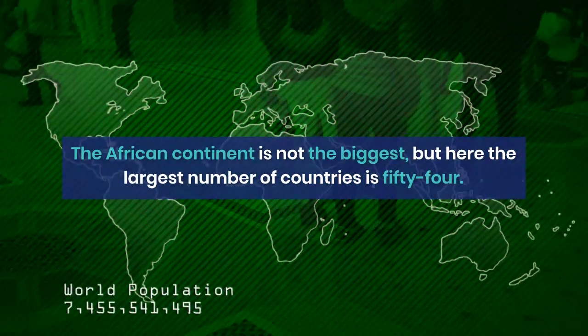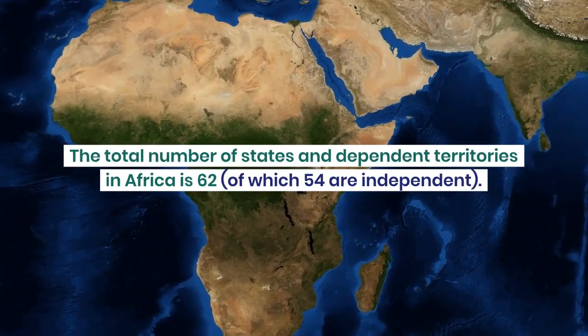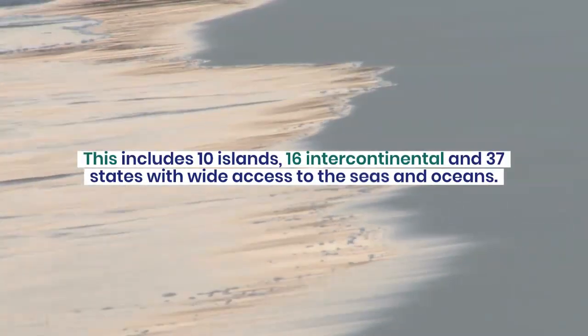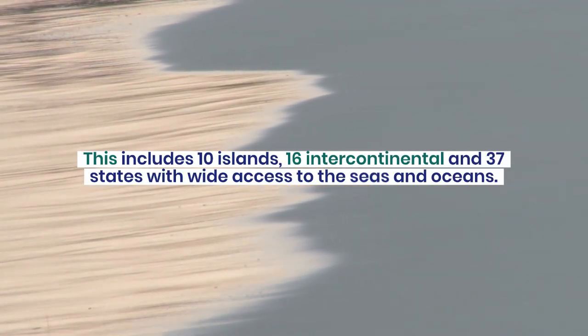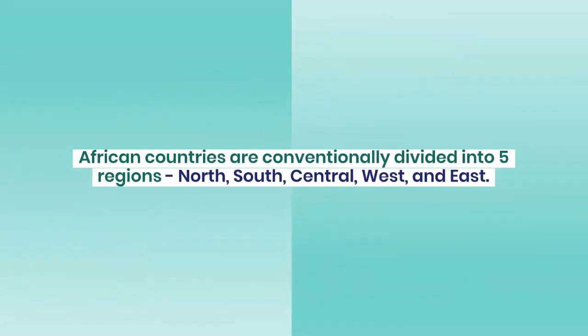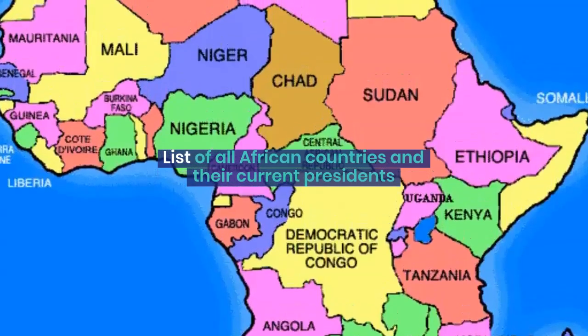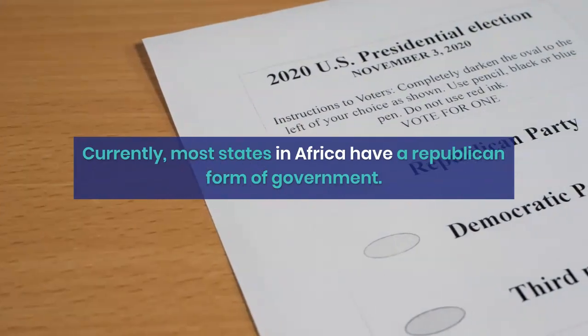The African continent is not the biggest, but here the largest number of countries is 54. The total number of states and dependent territories in Africa is 62, of which 54 are independent. This includes 10 islands, 16 intercontinental and 37 states with wide access to the seas and oceans. African countries are conventionally divided into 5 regions: North, South, Central, West, and East. List of all African countries and their current presidents.